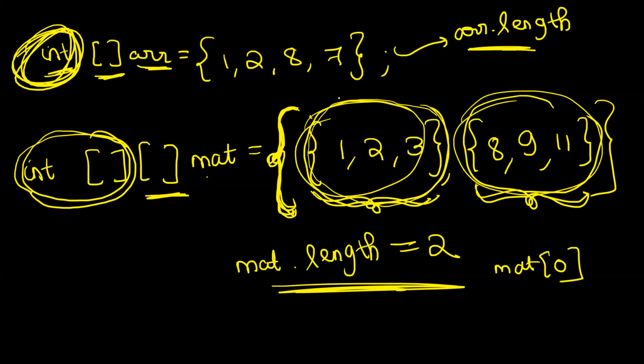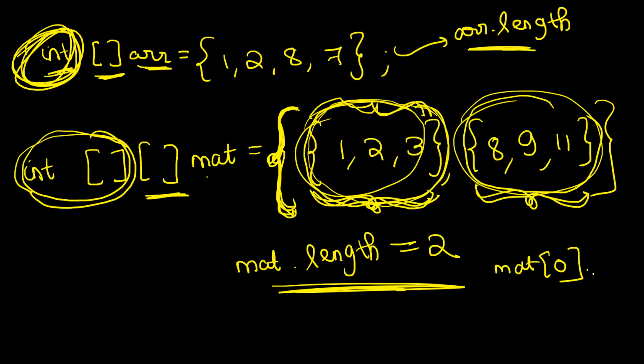Mat of 0 is referring to this entire 1D array at the 0th index. Do you agree? That is 1, 2, 3. So if I can get how many elements are there in this 1D array, the number of elements that are there in a particular row, that will be the number of columns.